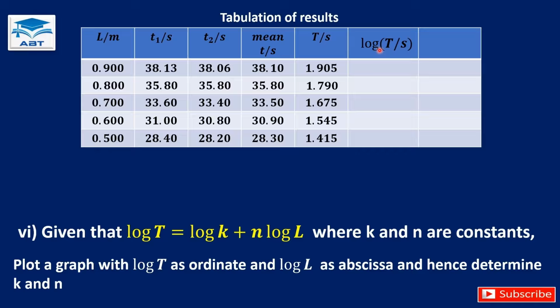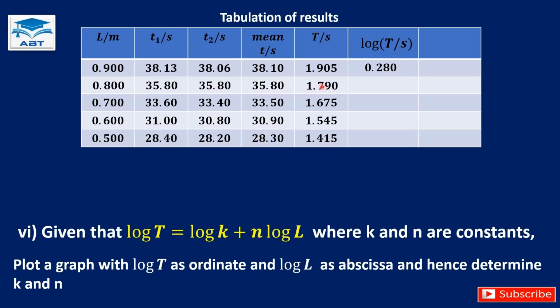So we need the values of log T. So this is log of the period, but the period is in seconds. But the log of the period itself doesn't have a unit. The unit of the period is put in brackets. The unit is for the period and not the log. So we are finding log of the period, but the period is in seconds. So we find log of 1.905 and is 0.280. We leave it in 3 decimal places.